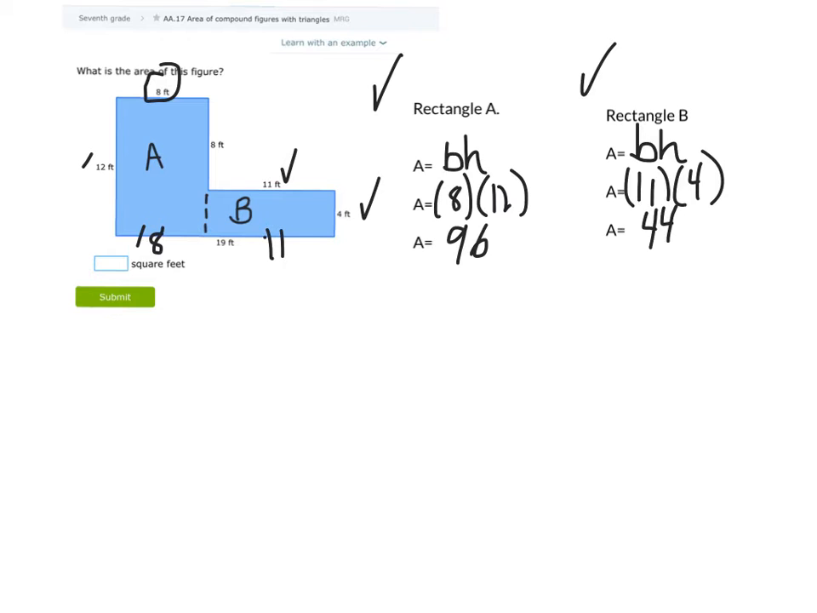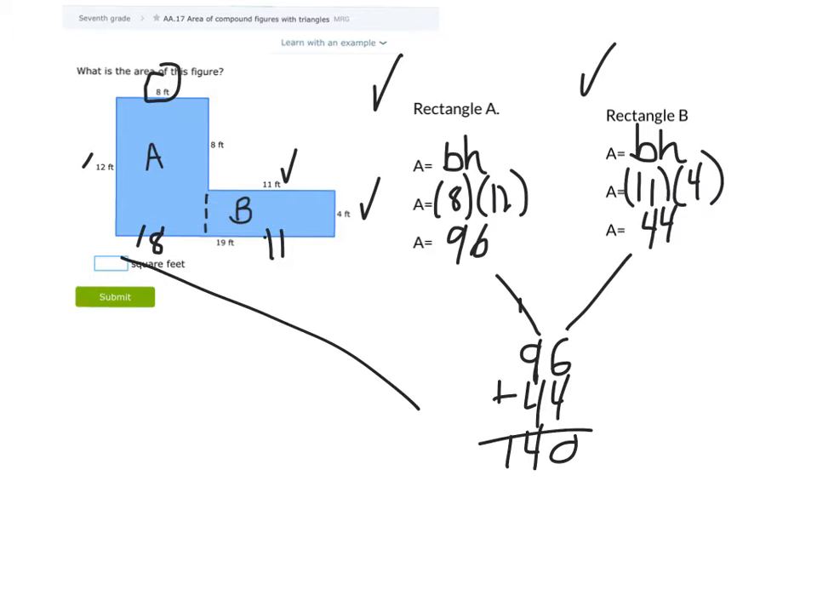I'm not done because I have to add both to find the total. So I do 96, that's the eraser, 96 plus 44, and I get 140. So that will be my final answer.